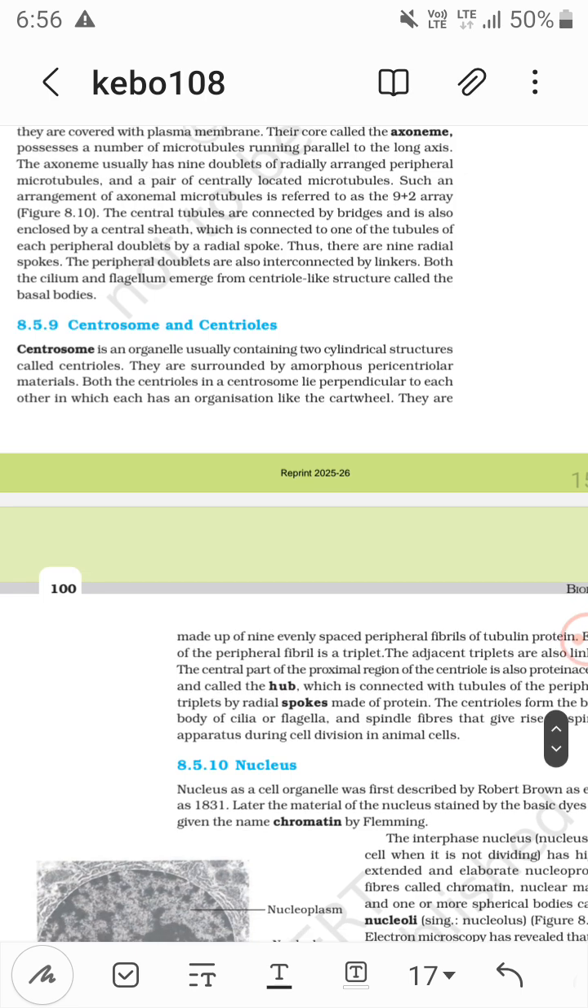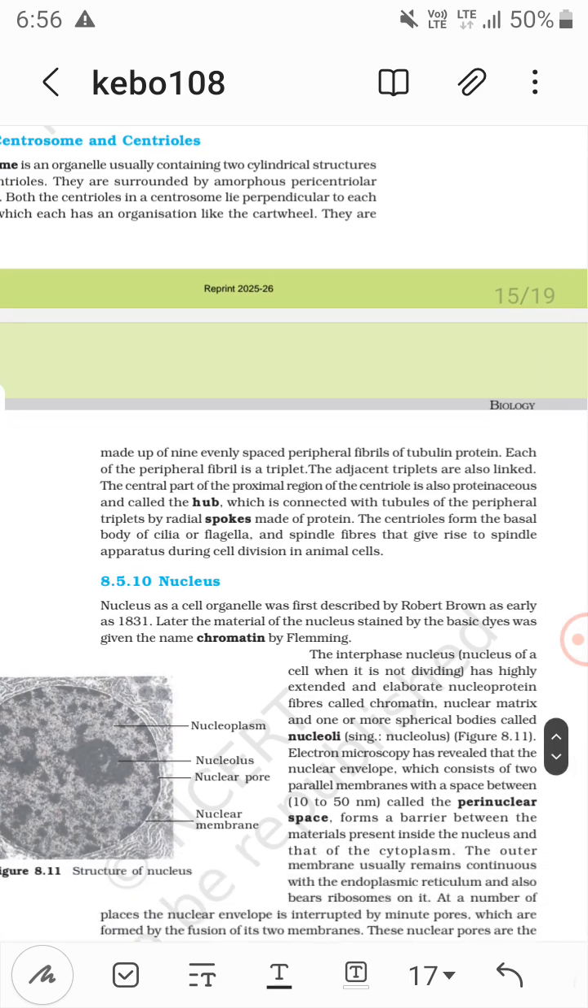Now centrosome and centrioles. So centrosomes are organelles usually containing 2 cylindrical structures. These are the centrioles, and they lie perpendicular to each other. They show a cartwheel-like appearance. They have 9 evenly spaced peripheral fibrils made of tubulin protein, and they are triplets. And the central part of the proximal region of the centriole is also proteinaceous, and this is the hub. And this hub is connected with the peripheral triplets by radial spokes. So they are also 9 in number.